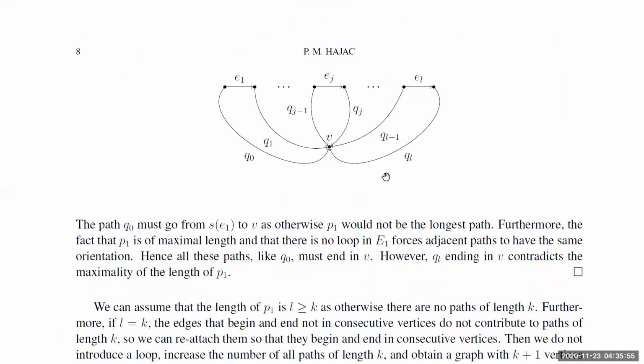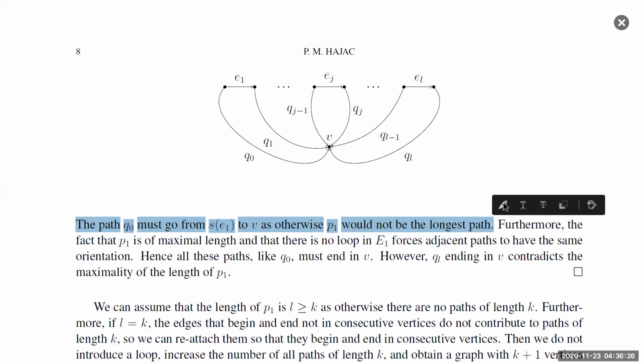So this leads to this picture, okay? I have my longest path P1 with edges E1, E2, intermediate Ej up to El. But I assume that there is some fugitive vertex V that doesn't want to stay on the longest path. But I will show that it leads to a contradiction, that such a vertex V cannot exist. So how do we arrive at the contradiction? So first observation is the following. When you look at the path Q0, which joins S of E1 with V, it must go from S of E1 to V, as otherwise P1 would not be a longest path, right?